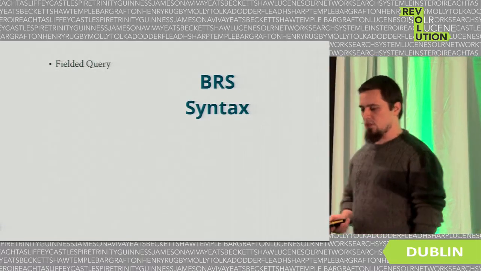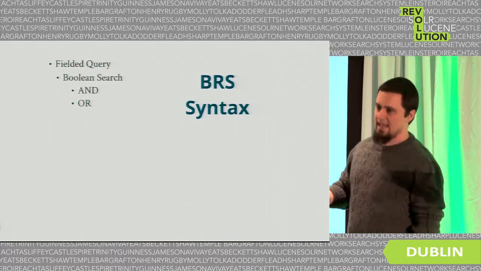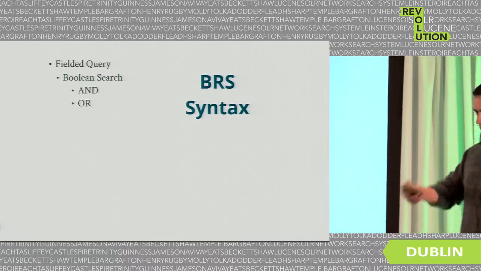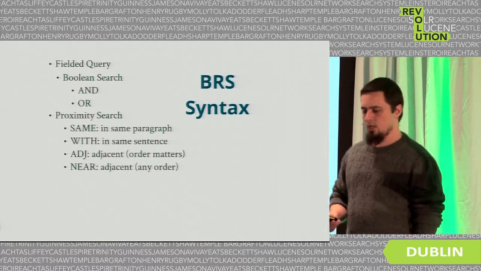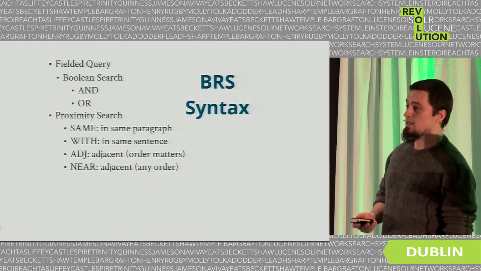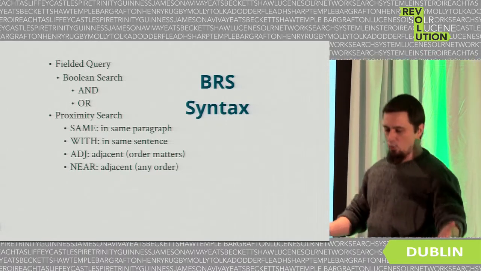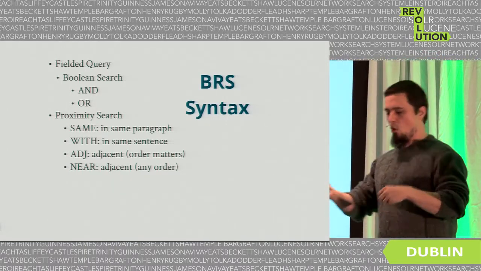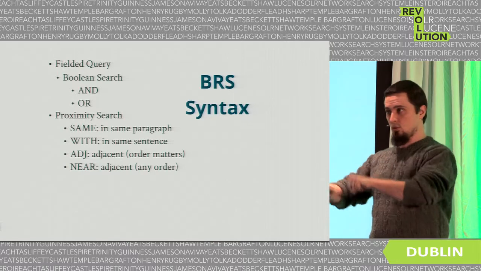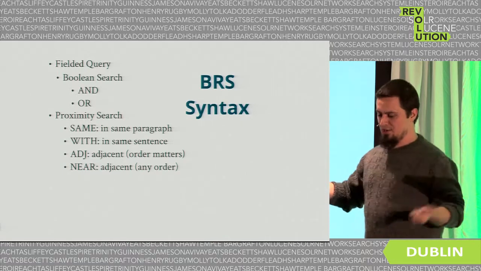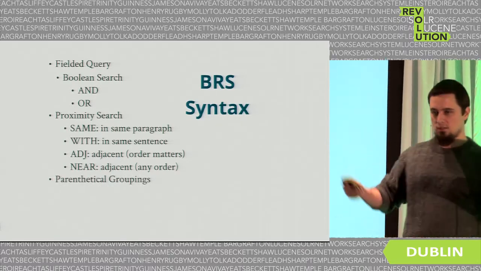BRS has fielded queries. You can tell it which fields to look in. BRS is a simplistic Boolean search. You've got ANDs and ORs to put pieces of your queries together. BRS, this is probably the most outstanding and unique feature, has very, very precise proximity-based searches. So you can ask for word A that is in the same paragraph as B, or C that is with D in the same sentence, or E that is adjacent to F, where order matters, or G that is near H, but it doesn't really matter where the order is. Also, there's parenthetical grouping, so this nests arbitrarily deep.